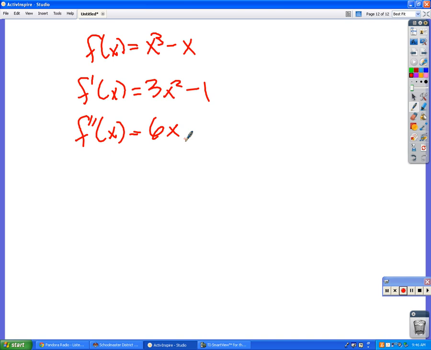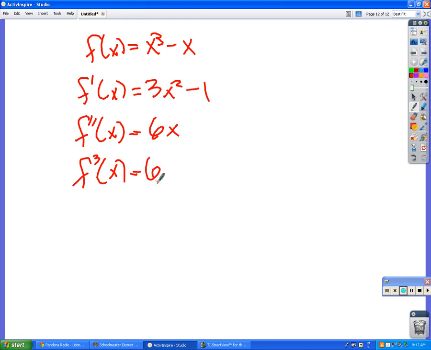The 1, you have to think of it as 1 times x to the 0. So if you move the 0 in front, what happens? 0. It's 0, so it's gone. So the -1 just disappears. And then you could take the derivative of that if you wanted to. That would be what? Just plain old 6.